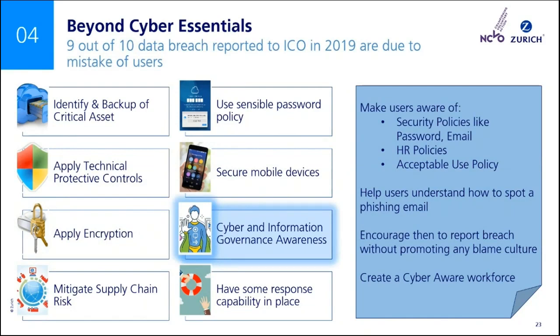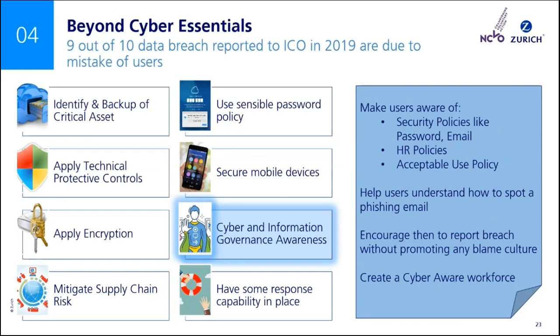My next point is about cyber and information governance awareness. This is one of the key controls which every organization should implement, ensuring that they have a cyber aware workforce. Remember, last year, 9 out of 10 data breaches reported to the ICO were due to mistakes of users. So if you can convert this weak link into your strong link, then it is really beneficial for your business. It will be a very good cyber protection.